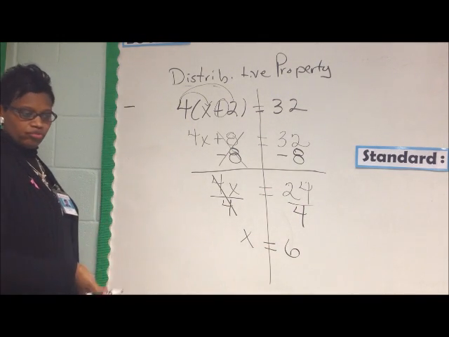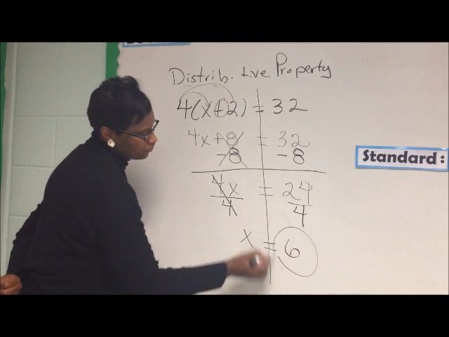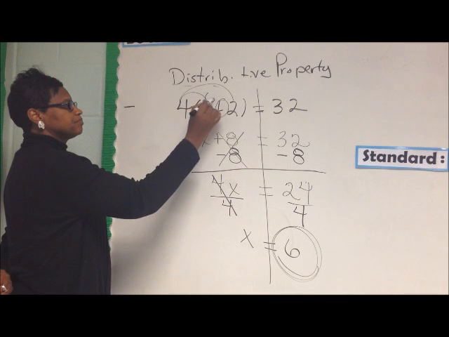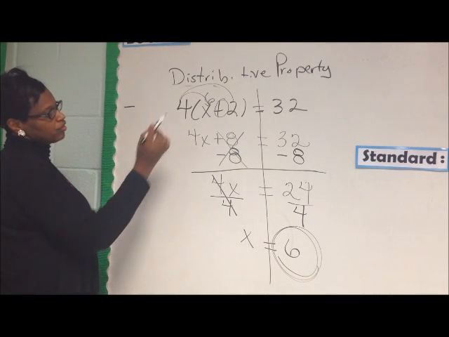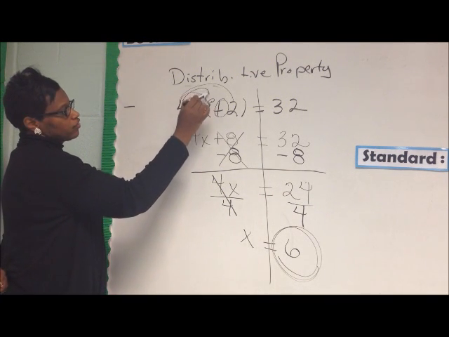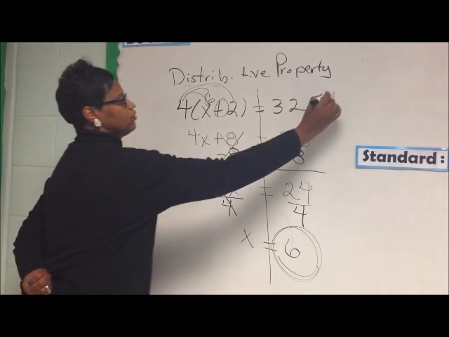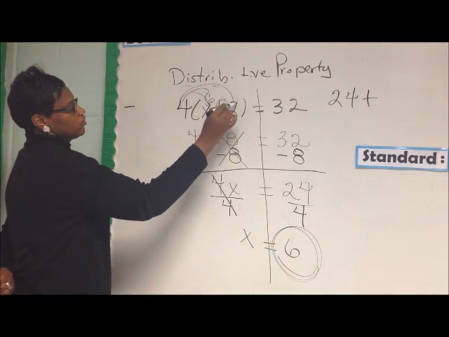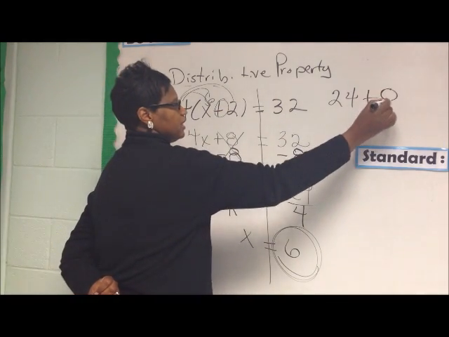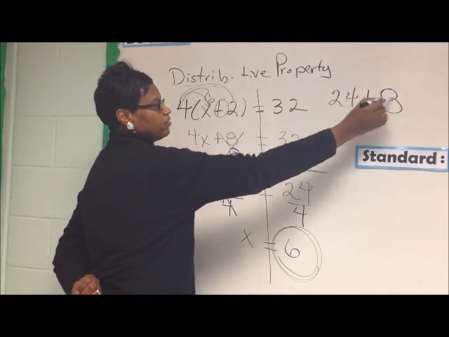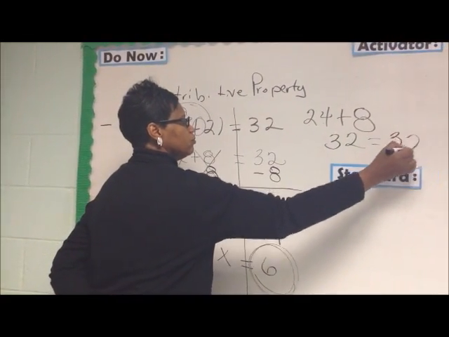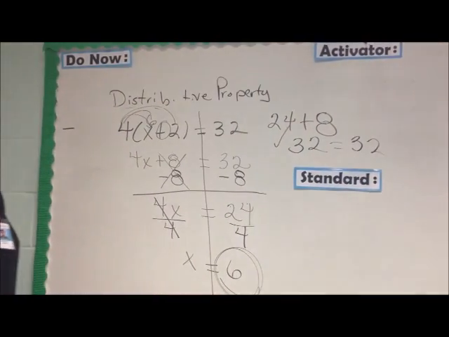How do you know this is correct? Now you're going to take the number 6 and replace it for x. So let's do that. We're going to do the distributive property: 4 times 6, which will give us 24, plus 4 times 2, which will give us 8. 24 plus 8 is 32, equals 32. Got it? Very good. You're done.